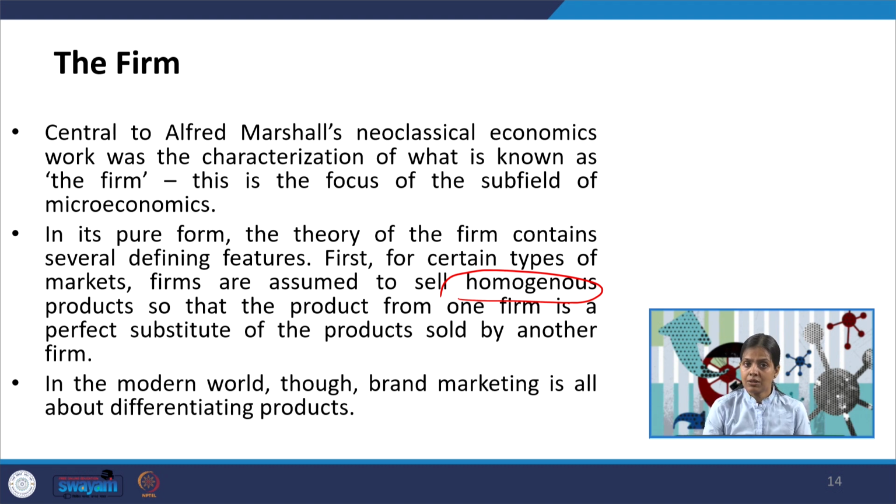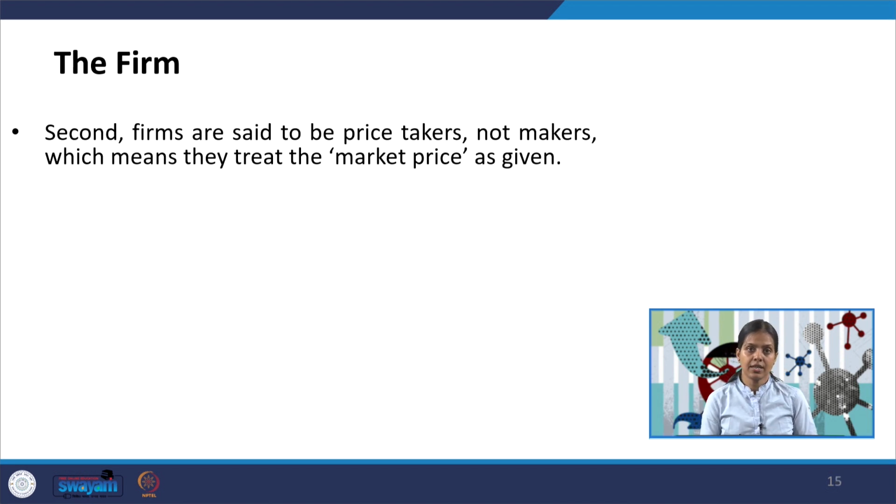In the modern world, though, brand marketing is all about differentiating products. Nevertheless, neoclassicals begin with such simplistic assumptions. Second, the firms are said to be price takers, not makers, which means they treat the market price as given. This is precisely the assumption for perfectly competitive markets. Of course, there are questions whether perfectly competitive markets exist in reality or not, but these are assumptions which are specifically made for perfectly competitive markets, where the sellers or the firms are price takers.